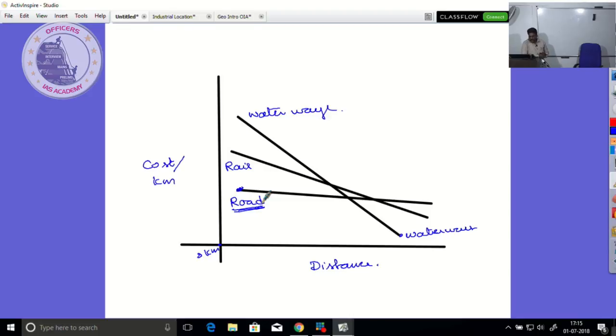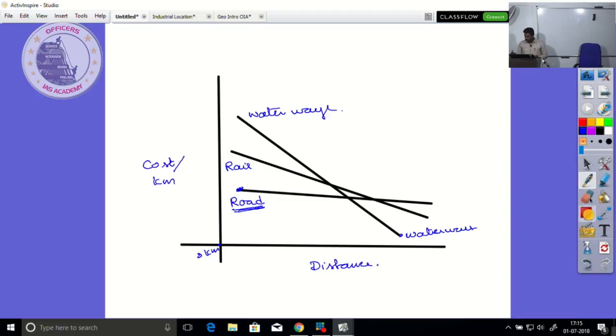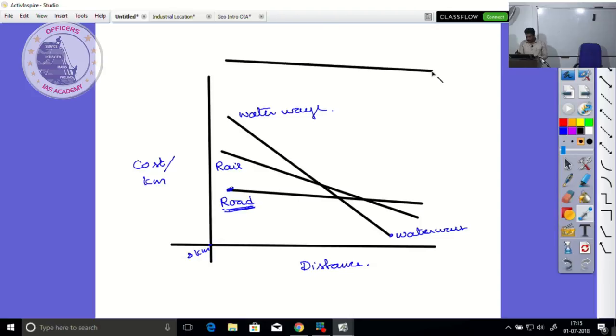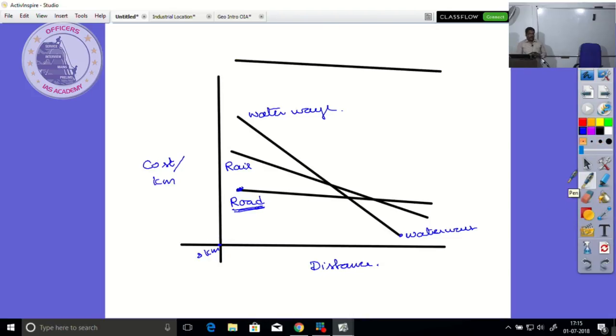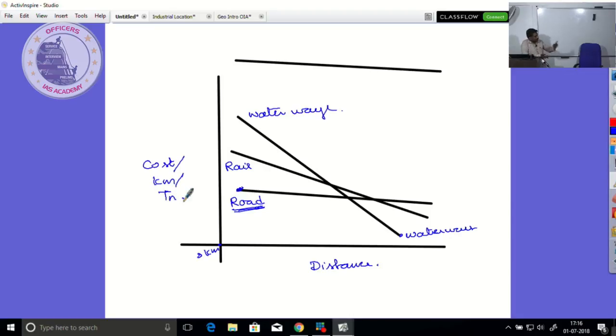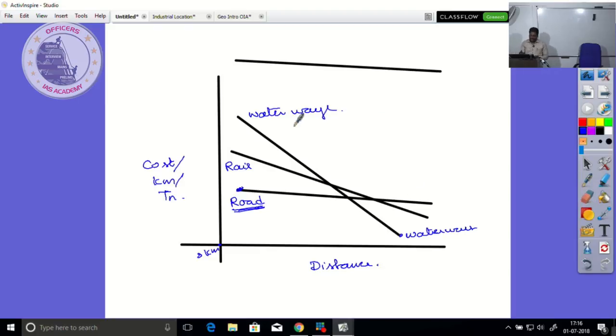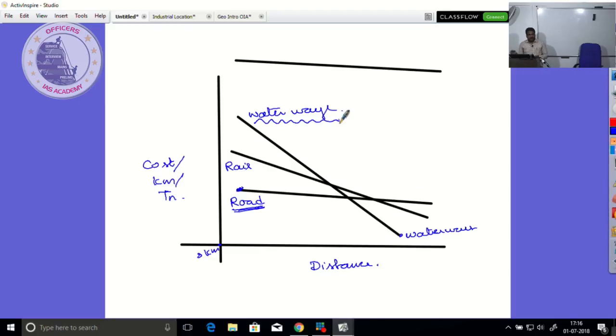Right, sir. And one type of transport will never meet these lines. It is airways or air transport. This is one rationality on which the cost per kilometer per ton is calculated, and given the distance, whichever mode is available, that mode is selected. Understandably, when I talk about the industrial location of jute, preferably it is located along the waterways. That is the understanding along the Hooghly River.